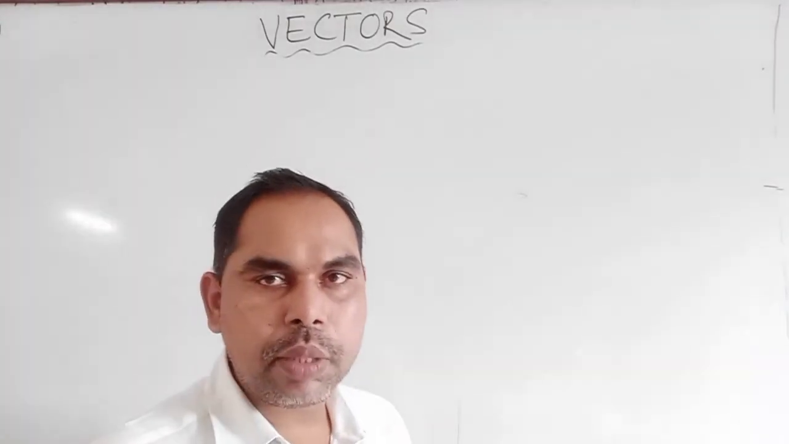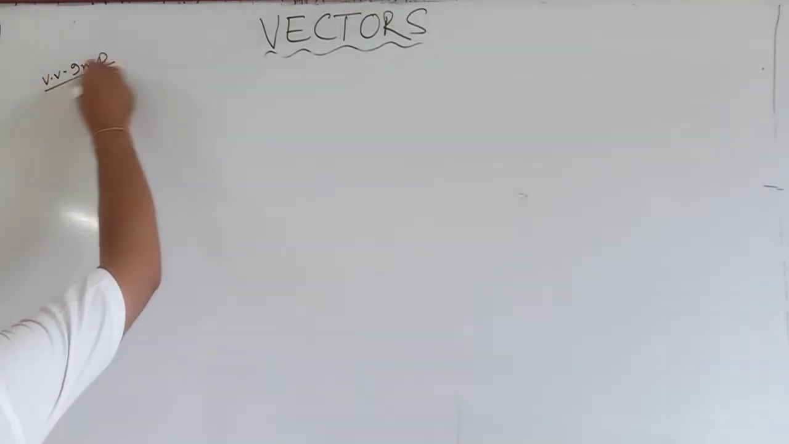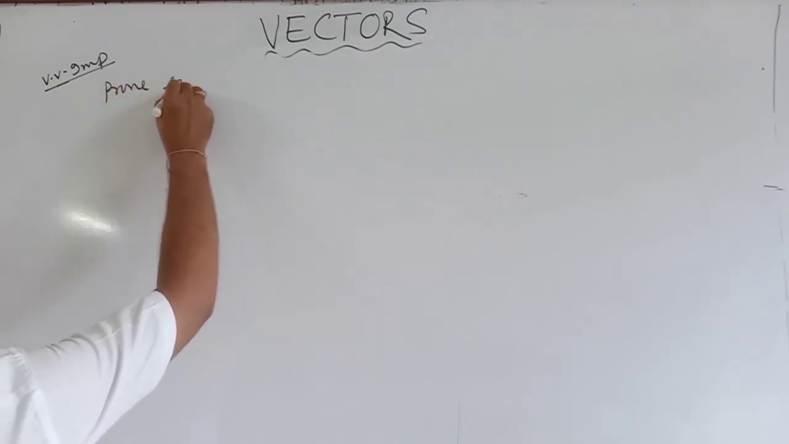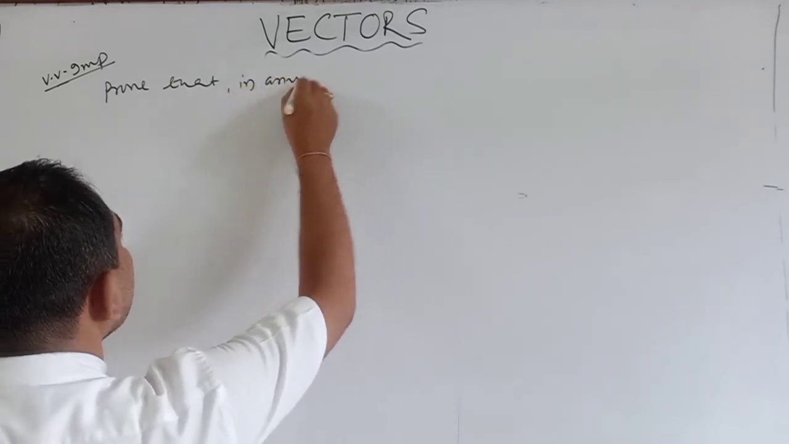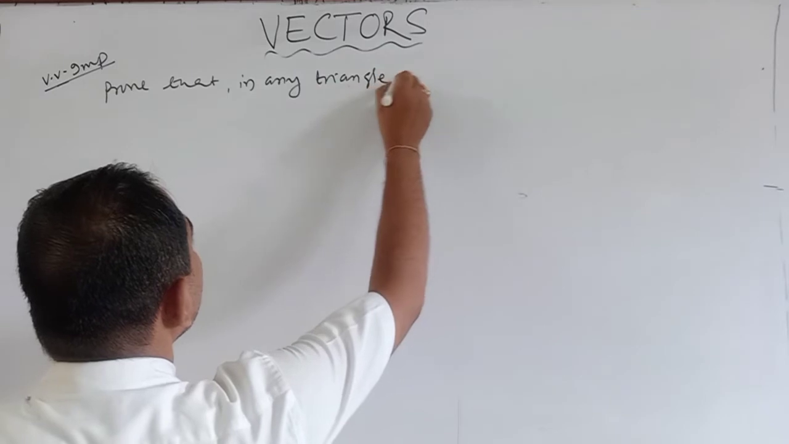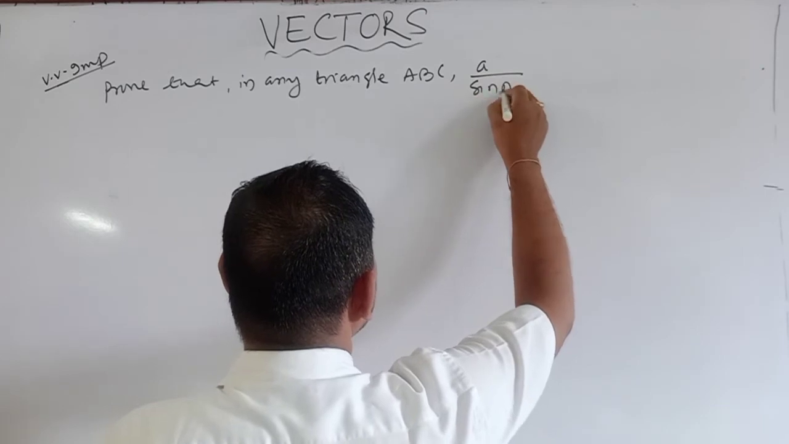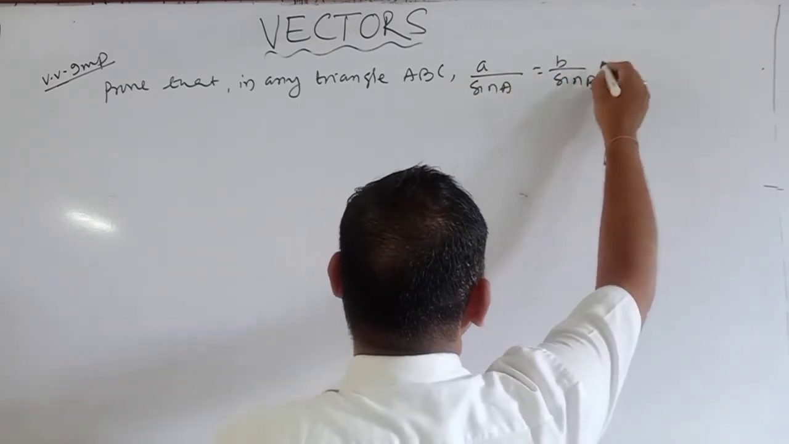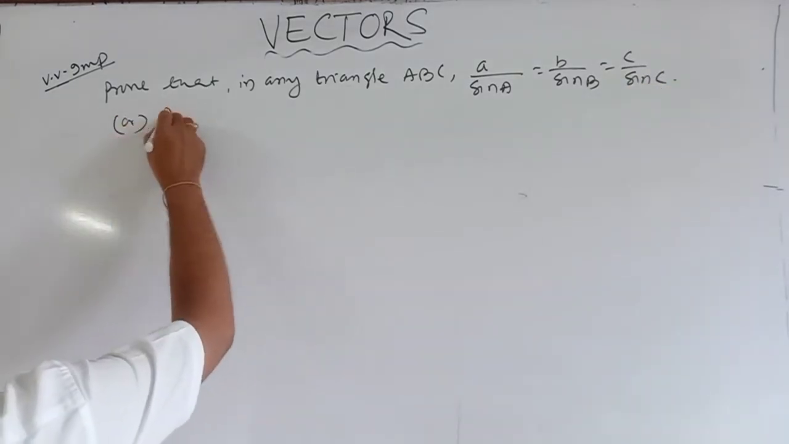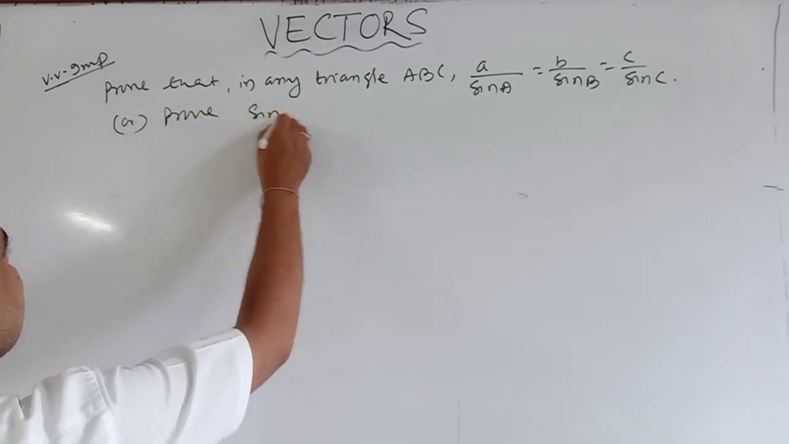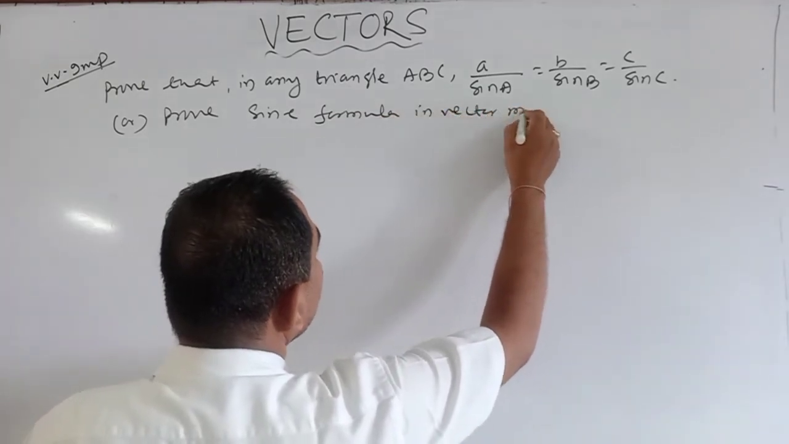Next question, very important question. Prove that in any triangle ABC, a by sin A is equal to b by sin B is equal to c by sin C, or prove the sine formula in vector method. This can also be asked.